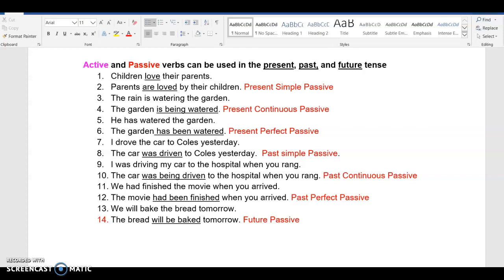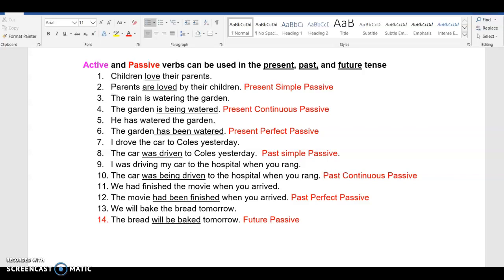Number 13. We will bake the bread tomorrow. The verb will bake. This is the future. The subject is we. Who will do the verb? Who will bake? We. The subject will bake. So this is an active verb, and the subject is doing the verb.